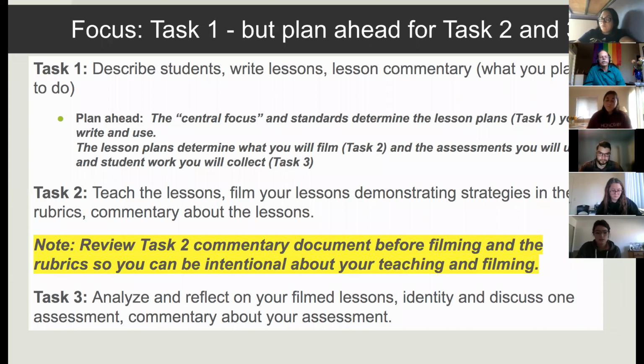So task two, you teach the lessons, you film the lessons. You want to make sure you review the task two commentary document before filming. That's on the agenda. It's also in your digital organizer, all that filming stuff. Make sure you read that before you start doing the task two. And then of course, task three is analyzing and reflecting on your lessons, and then identifying and discussing an assessment. In each one of these sections, there's that commentary, and you can start writing some of that commentary, but you got to get all these other pieces in place before you do that.